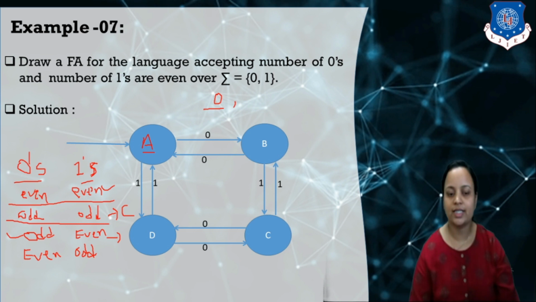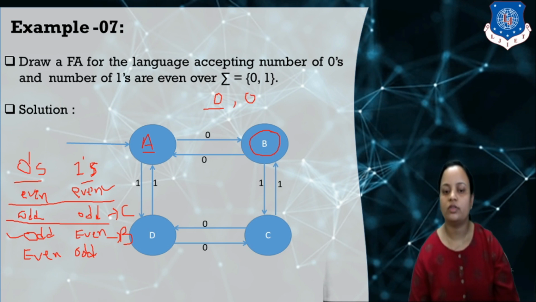Let me see how we can accept this. From initial state A on 0, we move to B. So for this odd and even combination, we have to make B the final state. Let me consider another string with an odd number of zeros and an even number of ones. Trace this string: A on 0 moves to B. B on 1 moves to the C state.